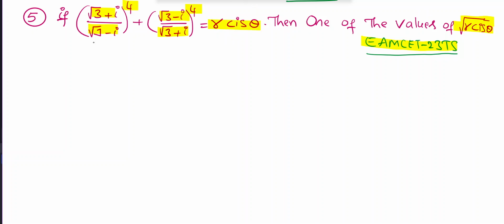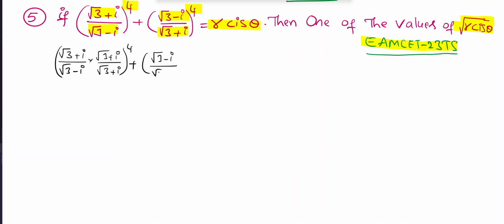Take the first term, (√3 + i)/(√3 − i). Rationalizing it, we get ((√3 + i)/(√3 + i))^4 in the numerator and denominator. For the second term, (√3 − i)/(√3 + i), rationalizing gives ((√3 − i)/(√3 − i))^4. All of this is equal to r cis θ.